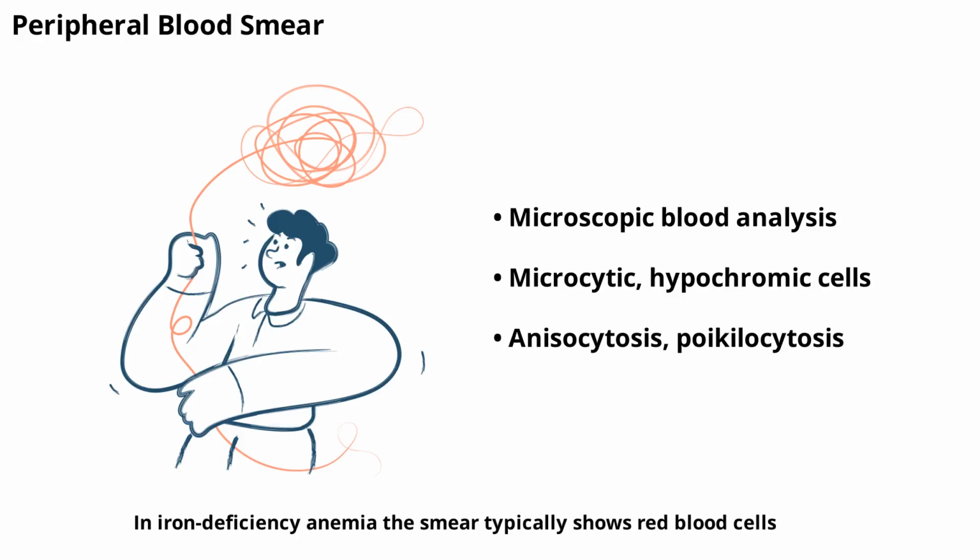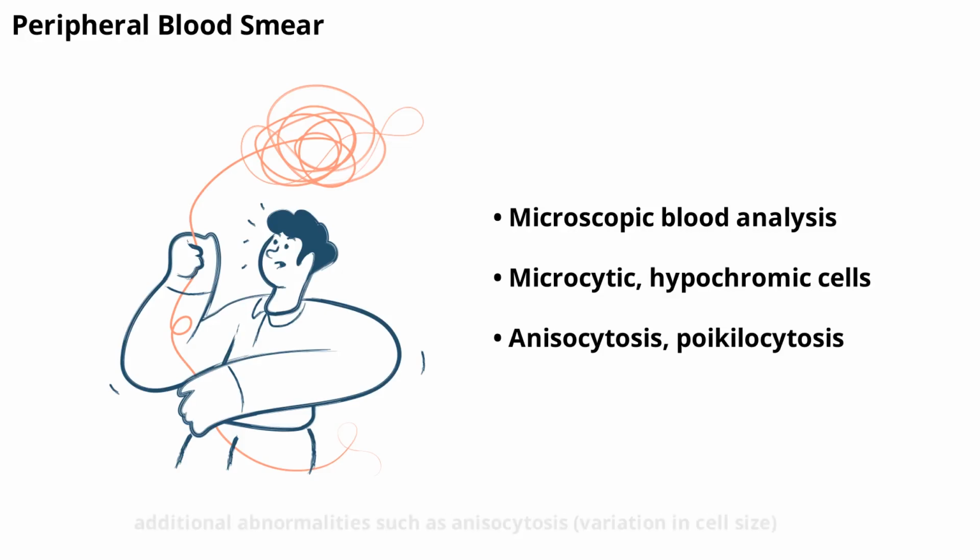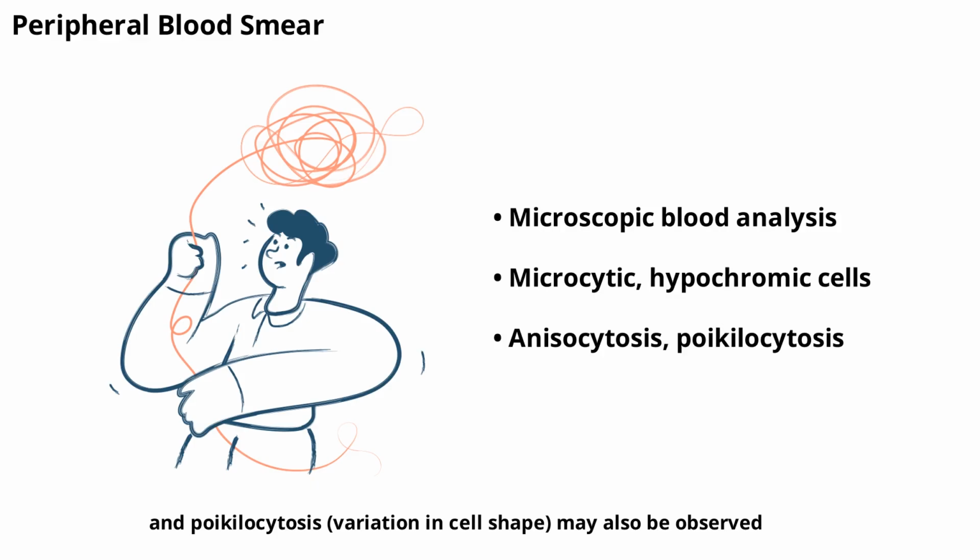A peripheral blood smear is a microscopic examination of a stained blood sample. In iron deficiency anemia, the smear typically shows red blood cells that are smaller and paler than normal, described as microcytic and hypochromic. The presence of these characteristic changes supports the diagnosis and helps rule out other causes of anemia. Sometimes, additional abnormalities, such as anisocytosis, variation in cell size, and poikilocytosis, variation in cell shape, may also be observed.